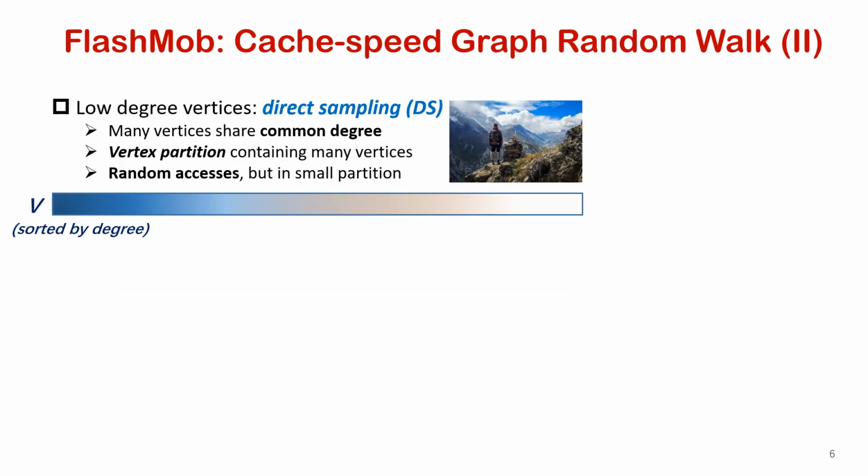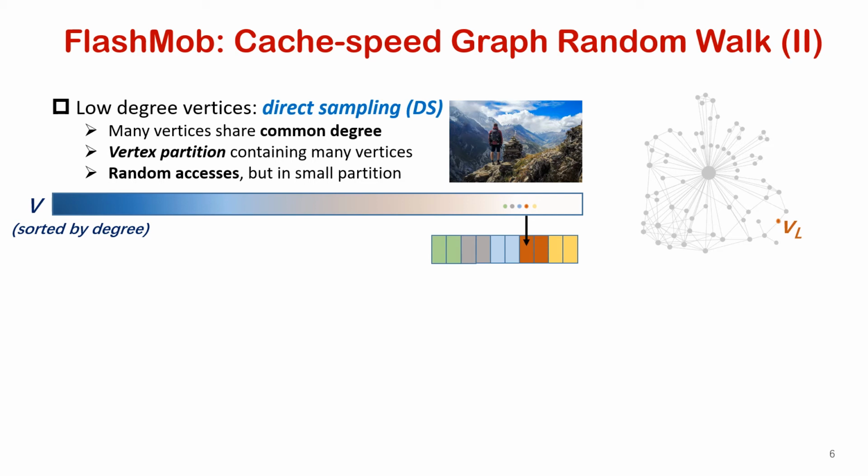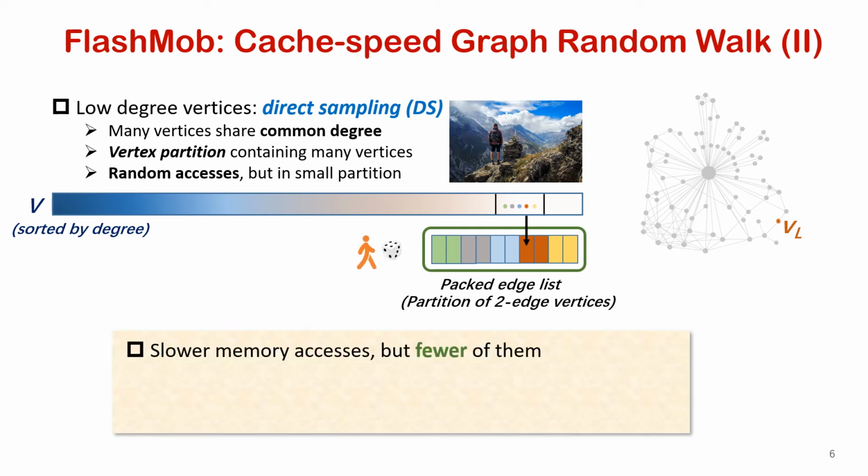For the Himalayas on the right side, doing pre-sampling brings no benefit, as a vertex would be lucky to be visited at all, and we stay with direct sampling, DS. However, we find other ways to save big here. Recall that a huge number of low-degree vertices have a common degree. For example, this dual-edge vertex VL has many 2-degree companions. FlashMob packs them tightly, so here one vertex partition can hold many vertices, with each worker sampling for itself randomly. Memory accesses are slower, but there are fewer of them.